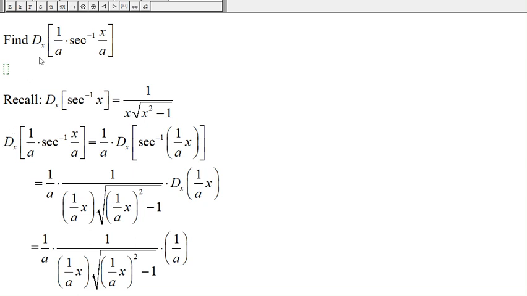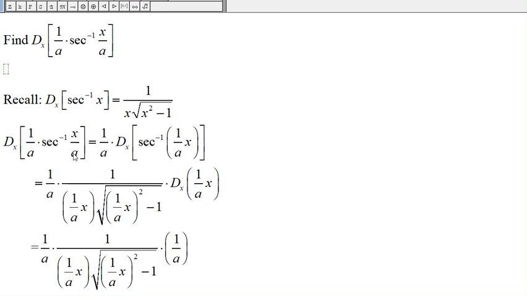Here we want to find the derivative of 1 over a times secant inverse of x over a, where a is a constant. Recall that the derivative of secant inverse of x is 1 over x times the square root of x squared minus 1. So for the derivative of 1 over a times secant inverse of x over a, 1 over a is a constant, so we can move it and place it in front of the derivative here.